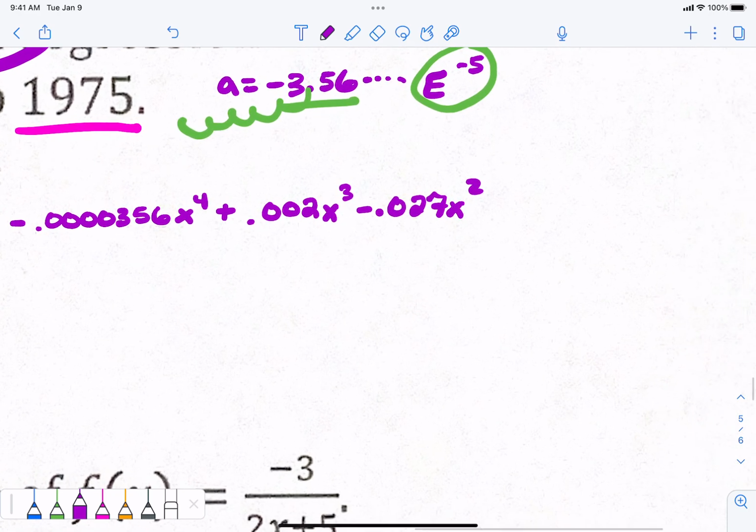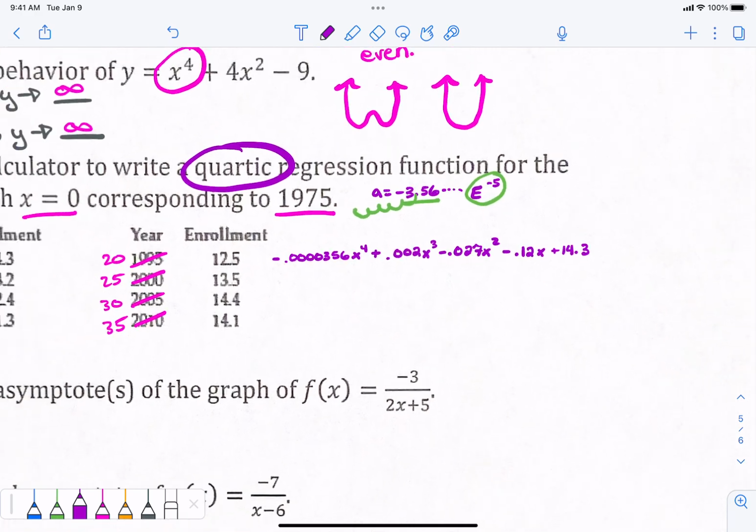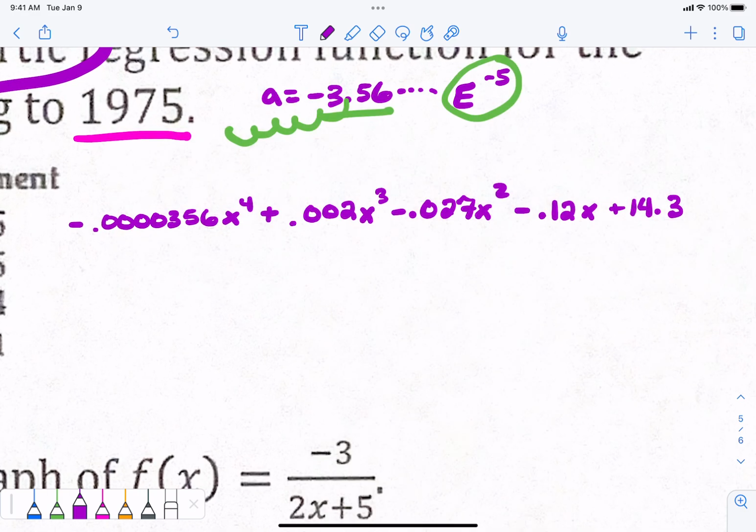Okay, this is what it should look like. If you don't get this, let me know. Check to see if those are the same numbers that you get. That's all we have to do, we just have to write the equation for it. All right, but be careful of that E.